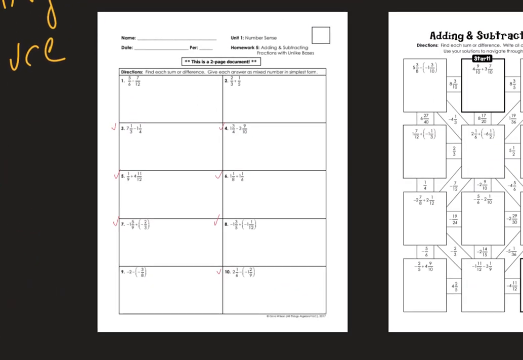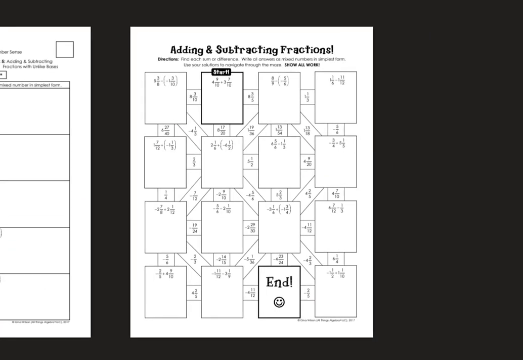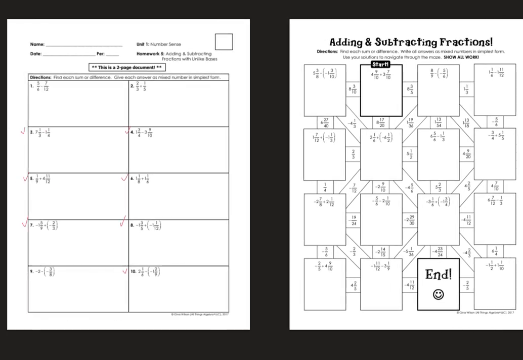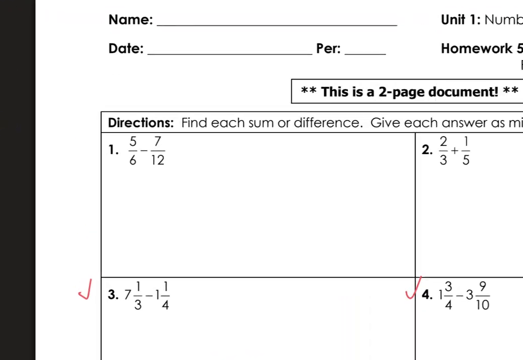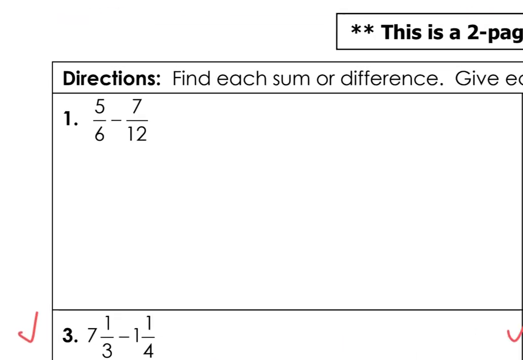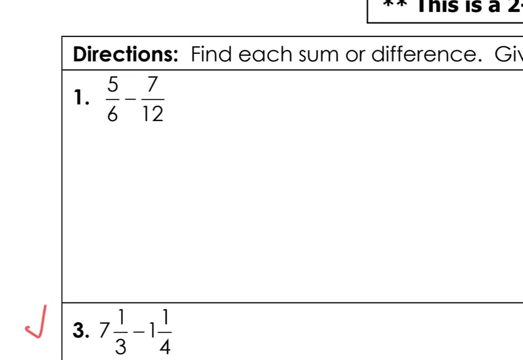This was the notes portion. This is your actual assignment. So let's get started. Number 1, 5/6 minus 7/12. All right, right now I'm in trouble because these guys are not the same.